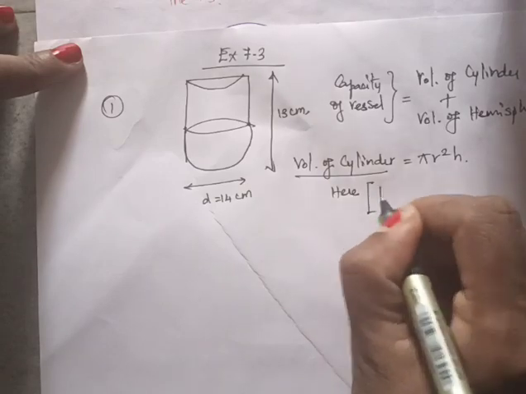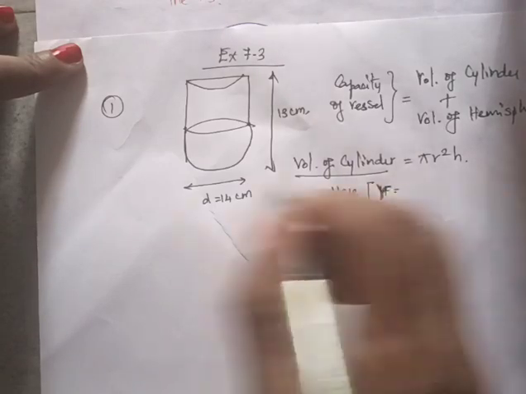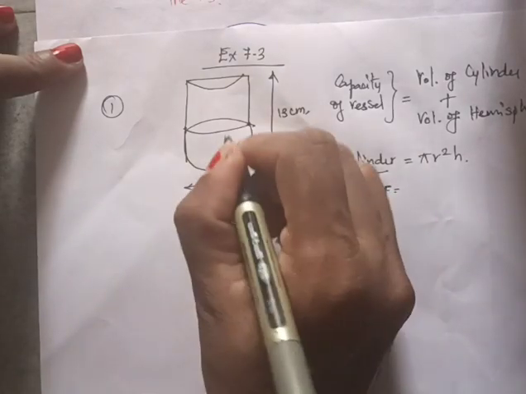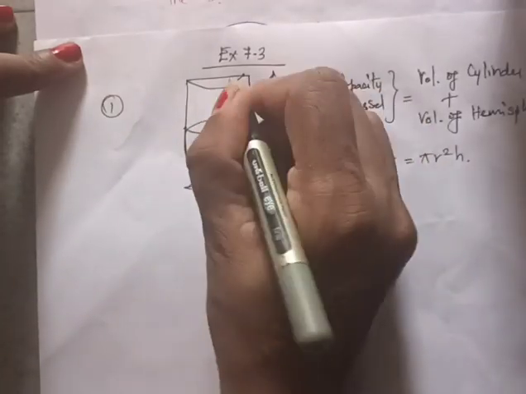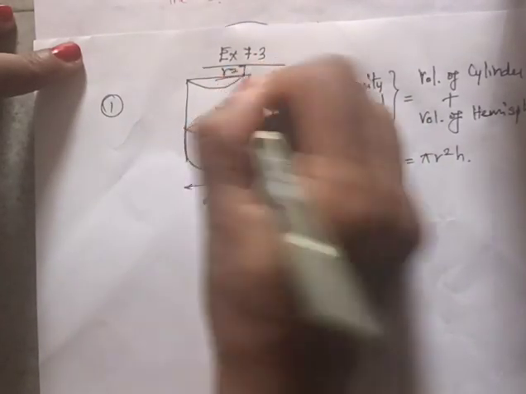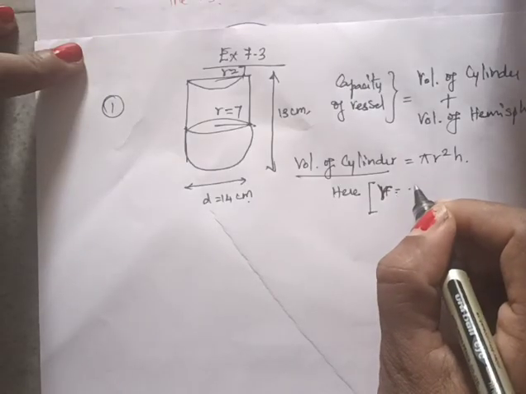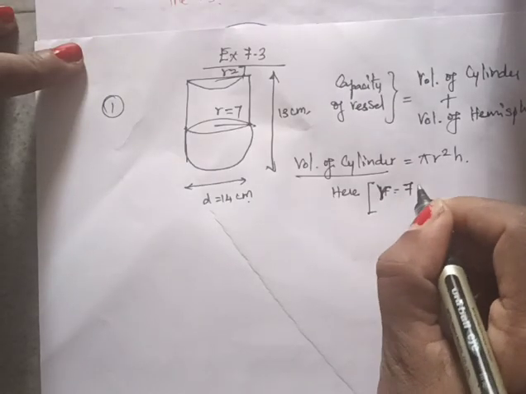Here the r value: the diameter is 14 centimeter, then the radius is half of the diameter, 7 centimeter. The radius of the cylinder is 7 centimeter.